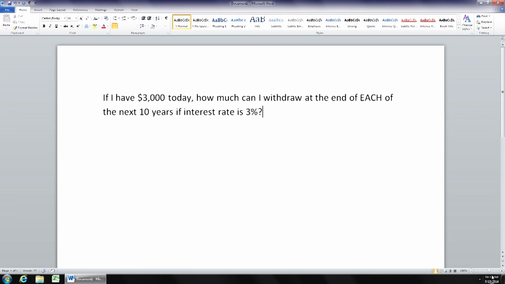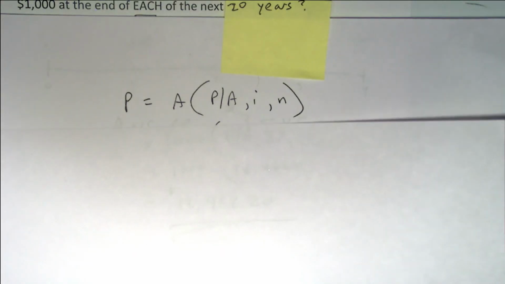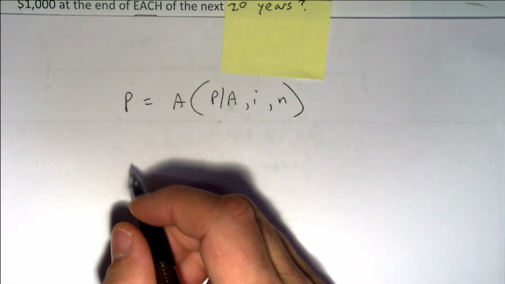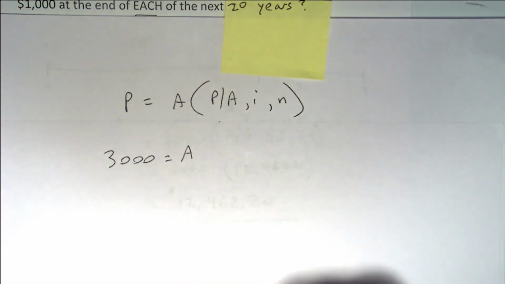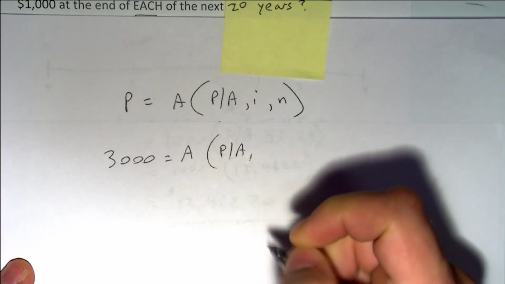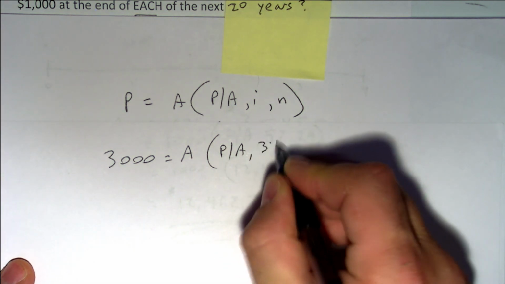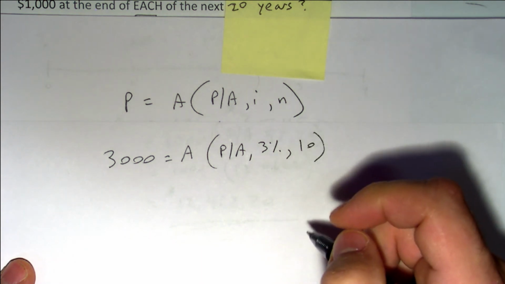Okay, let's go over the answer. In this instance, we know our present value, and that is $3,000. We want to know our annuity, how much we can withdraw at the end of each of the next 10 years. So we're going to go to our P of A table. Our interest rate is 3%. And our N is what? 10? Is that what you got?